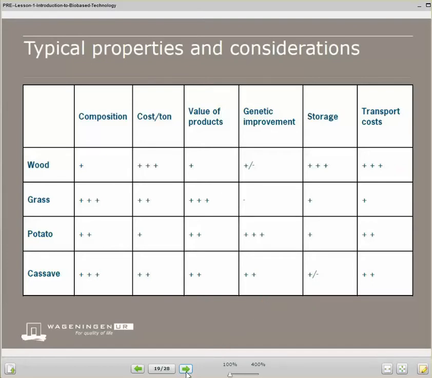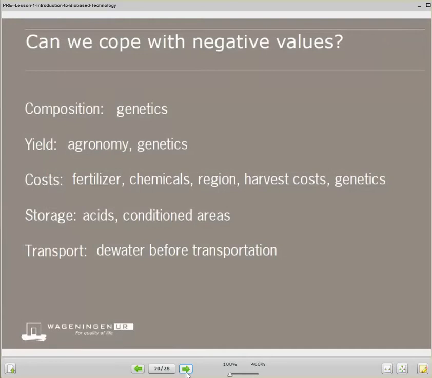For time, I'm going to skip the rest, but each one has its own positives and negatives. Okay, can we cope with negative values? The answer is yes. The composition, we can genetically alter grasses to produce more lignin. We can genetically produce algae that grow faster, etc.